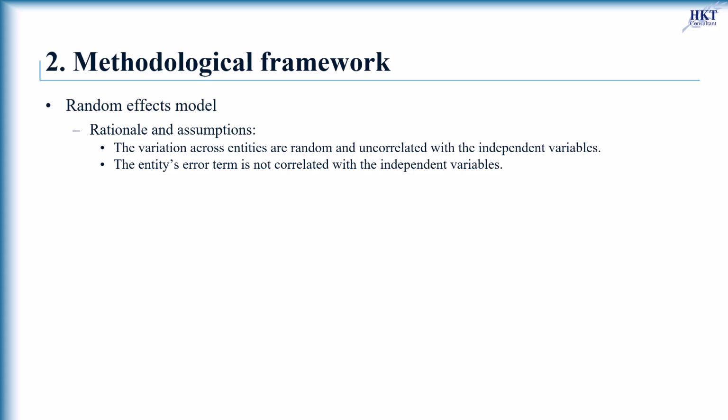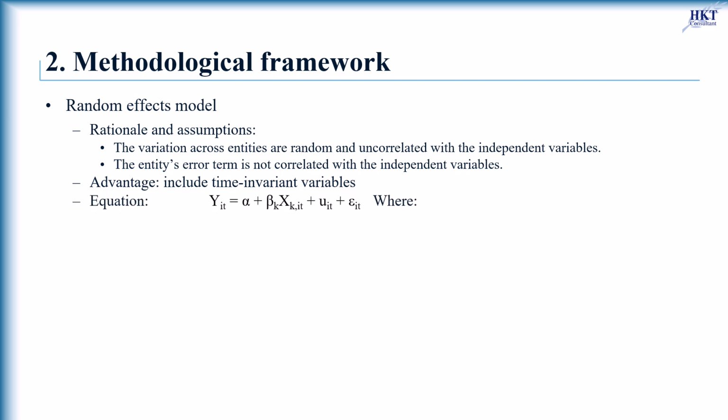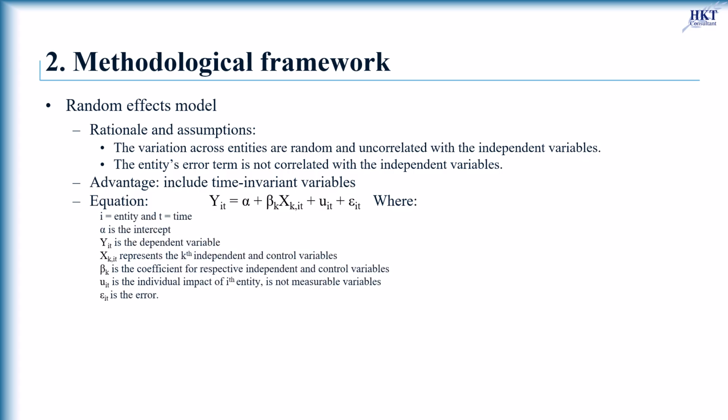If we have reason to believe that differences across entities have some influence on our dependent variable, then we should use random effects. An advantage of random effects is that we can include time-invariant variables, such as national culture of countries. In the fixed effects model, these variables are omitted, because the model relies on within-entity variation over time.